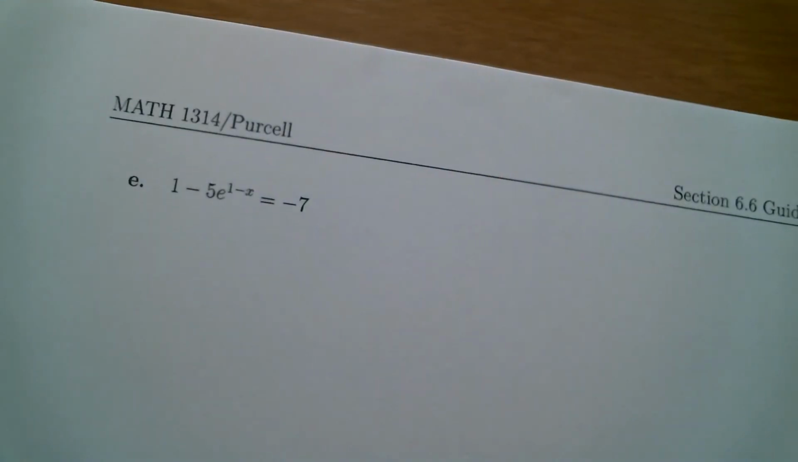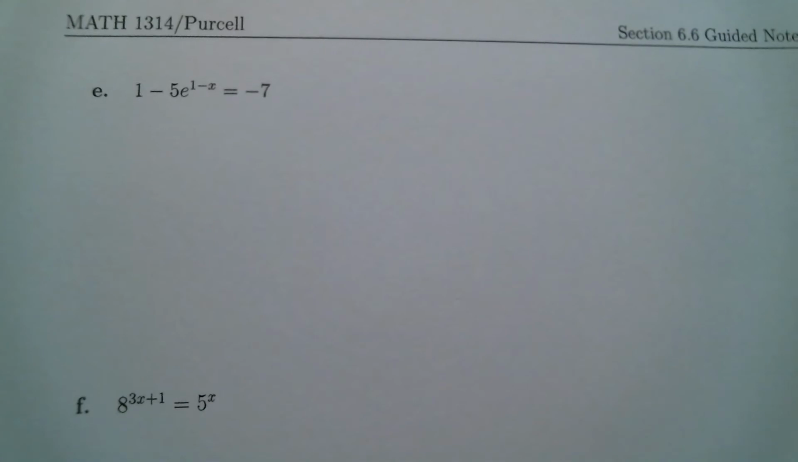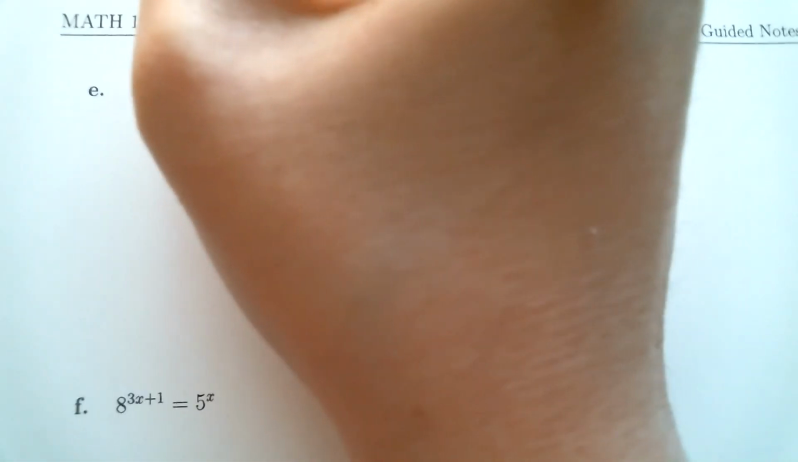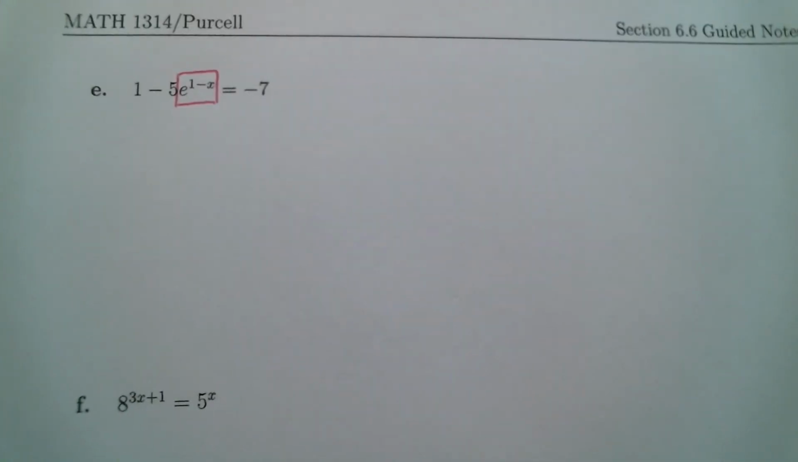All right, so in example E, here is our problem. When you look at this, you say, okay, this is exponential. The x is in the power. I've got to isolate the guy with the x, so that means the base and the exponent. I'm going to put a box around it. The 5 is not raised to the power, just this is. So we've got to get that by itself. You want to isolate it.